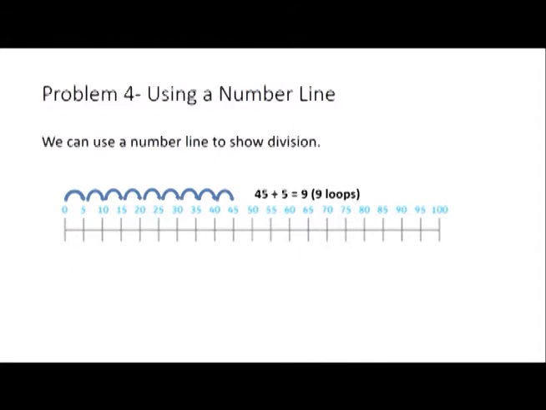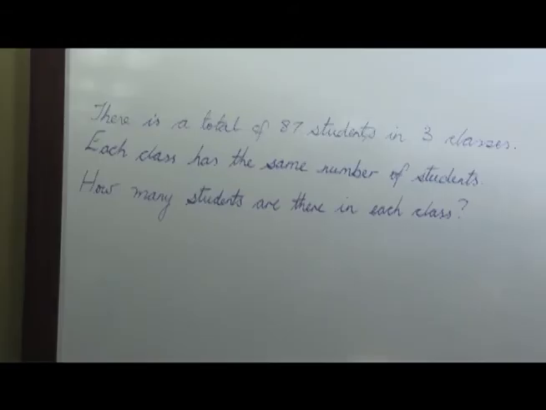How did I get the 9? That 9 will be the 9 loops that I'm seeing on the number line. So a number line doesn't only show us addition and subtraction and even multiplication. We can even use a number line to help us with division.